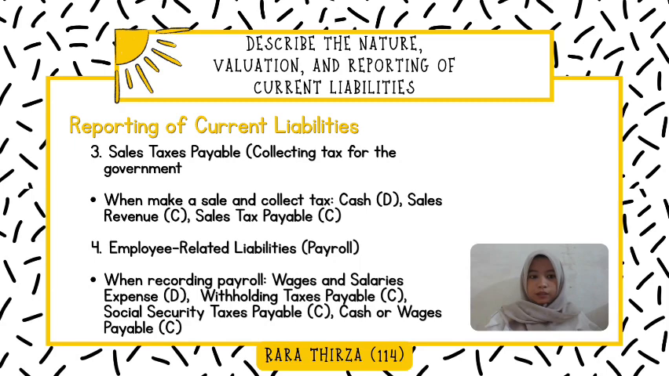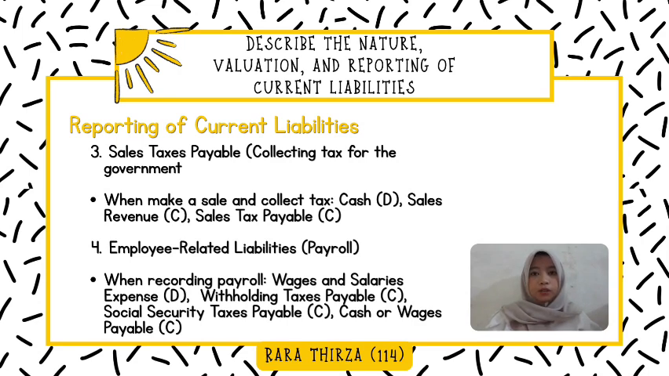Now let's move to the next slide. The next current liability we are going to discuss is sales tax payable. We collect tax for the government. When we make a sale and collect tax, we record cash in debit, sales revenue in credit, and sales tax payable in credit.